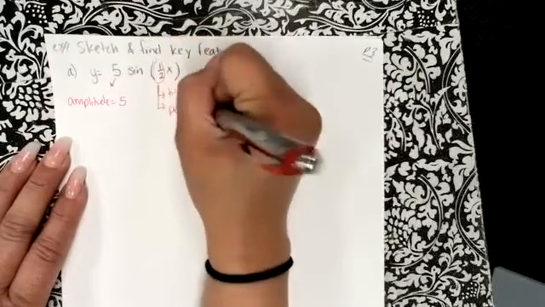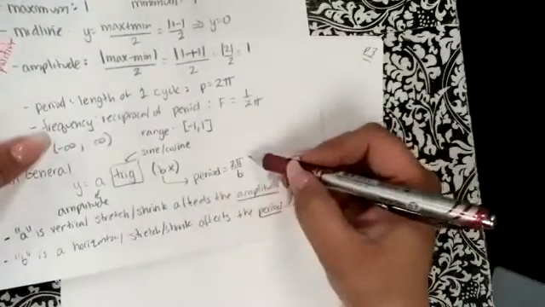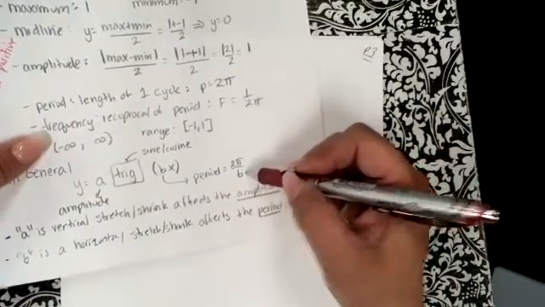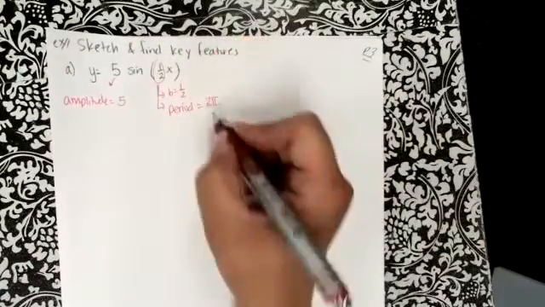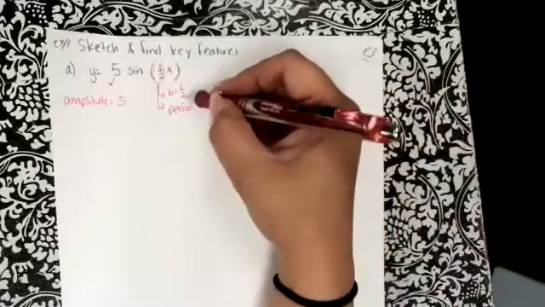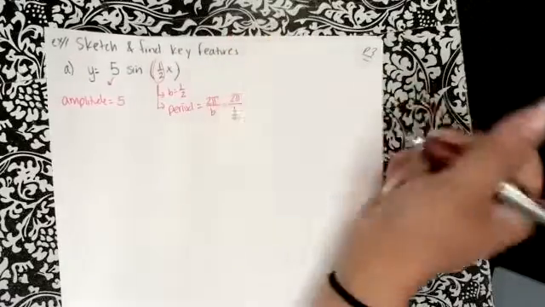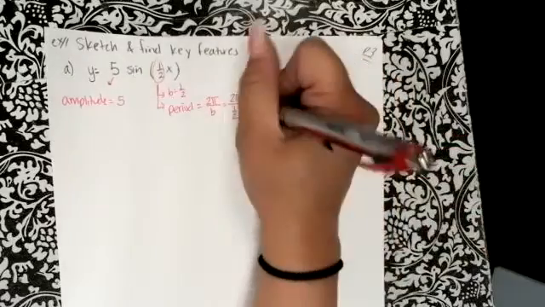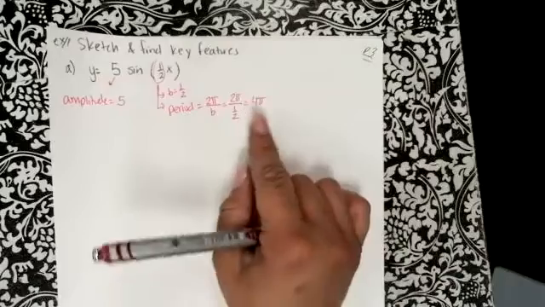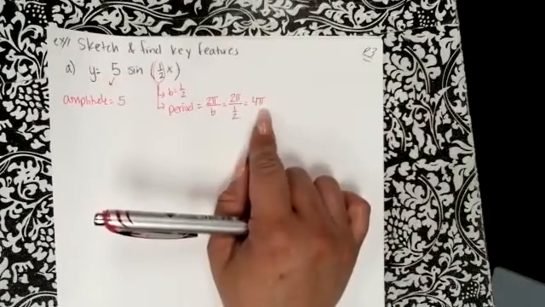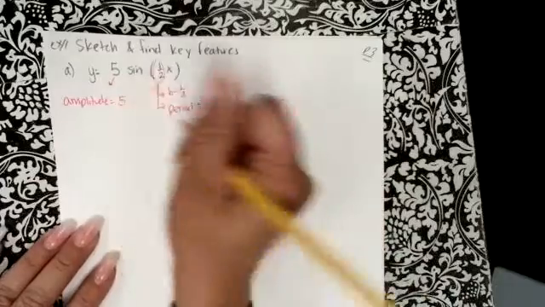And the period is equal to 2 pi divided by whatever the b value is. So 2 pi divided by the b value, which in this case is 1/2. So it's going to be 2 pi divided by 1/2, where the 2 flips up to the top. So I end up with 4 pi. So you're going to start at 0 and end at 4 pi. Now this is the sine graph, okay? So let's go up to 4 pi.